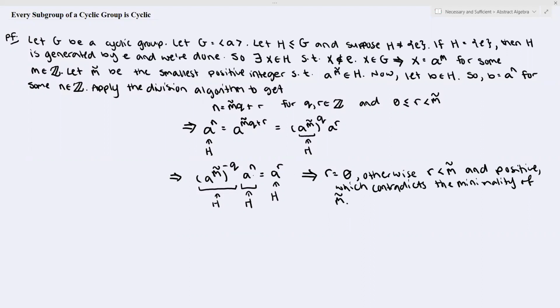But now we're saying R is equal to 0, so A to the 0 is just the identity. So what does this mean? We said that B was equal to A to the N, which is the same thing as A to the M tilde Q plus 0, because we said R was 0. Notice that we've written any arbitrary element of H as some power of A to the M tilde. So this means that H is generated by A to the M tilde, which implies that H is cyclic.